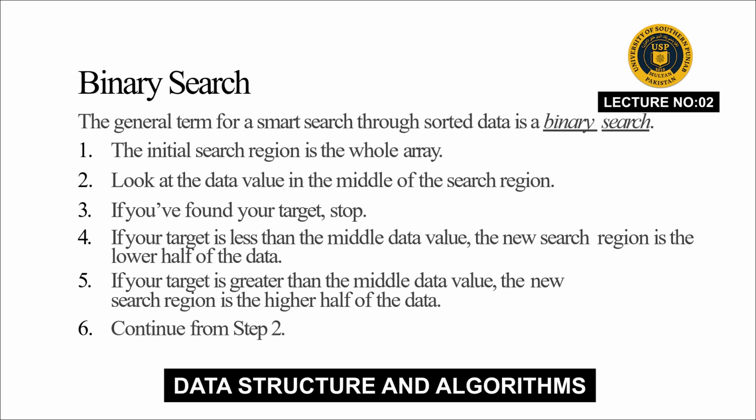The initial search region is the whole array. Look at the data value in the middle of the search region. If we have found your target, stop. If your target is less than the middle data value, the new search region is the lower half of the data. If your target is greater than the middle data value, the new search region is the higher half of the data. Continue from step 2.